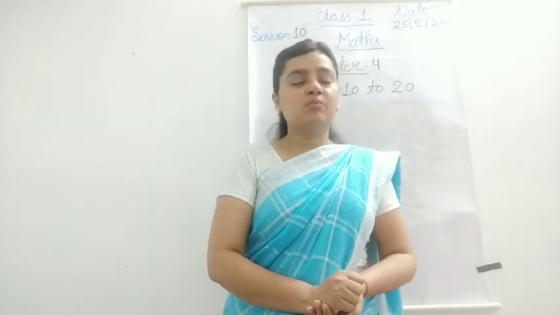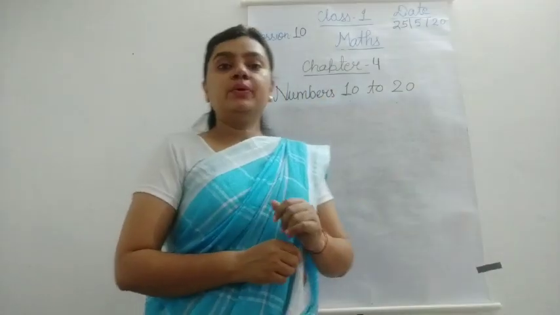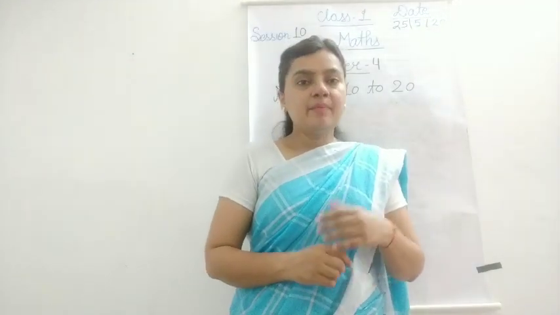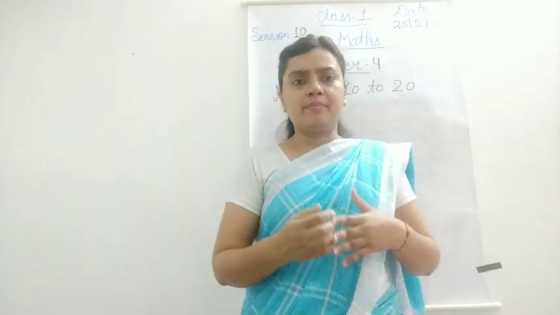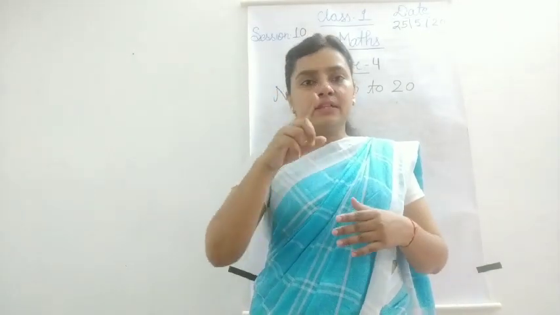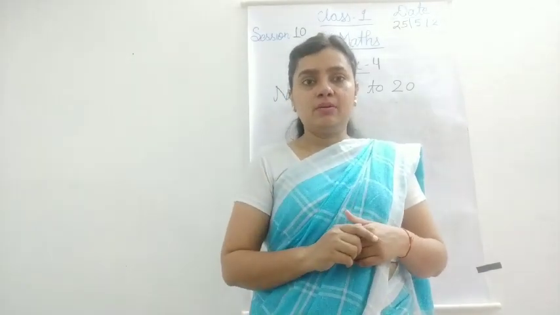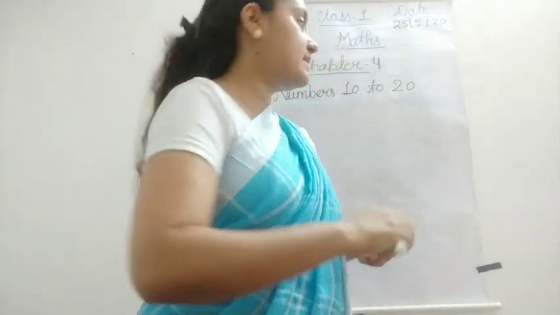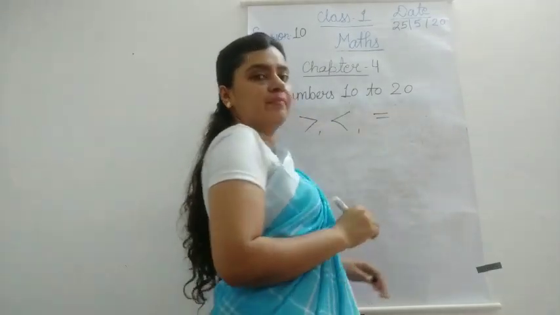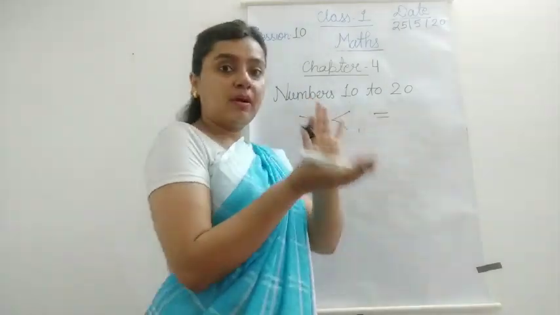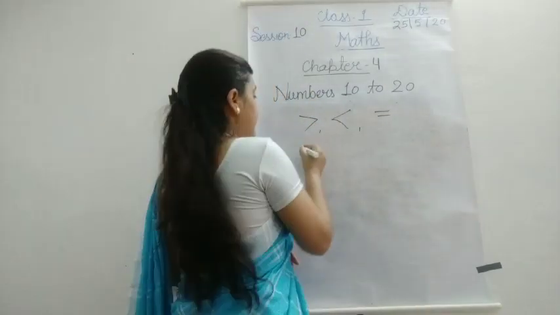Today we will deal with some more topics related to chapter number 4, numbers 10 to 20. In our previous session we had already covered some topics: circle the smallest number, circle the greatest number, and put the sign. About this sign we talked that day, which side the mouth will be open in front of the greatest number.